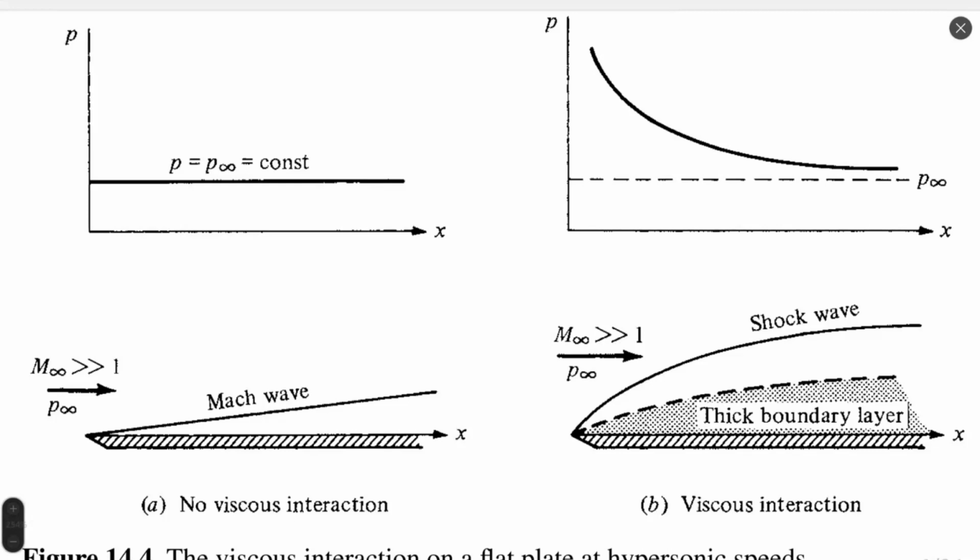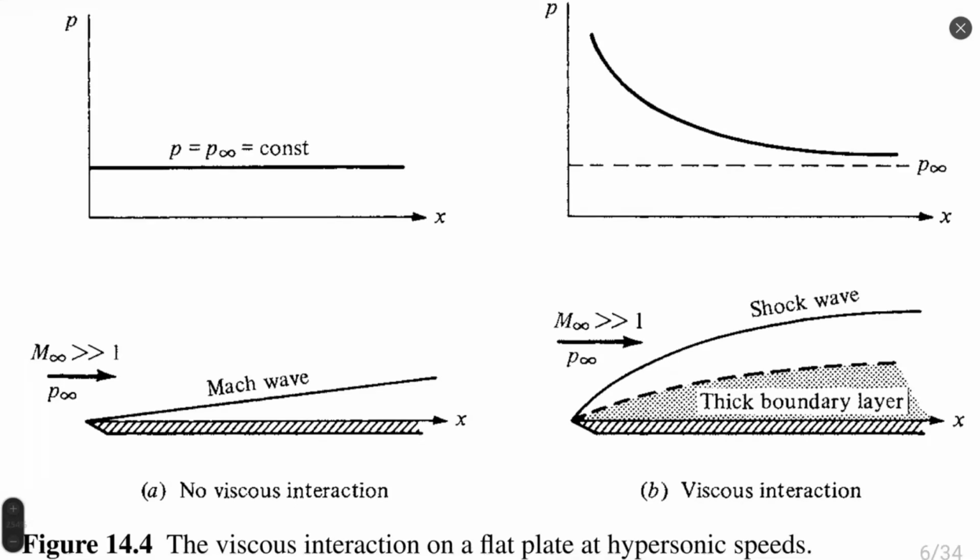We can also see two cases which Anderson proposes to us in figure 4. It is the viscous interaction of a flat plate at hypersonic speeds, where we take into account viscous interaction or do not take into account this presence of the shock wave. And there are two different types of models. Depending on which model we are using, we will see two different flow structures, two different behaviors of thermodynamic properties.